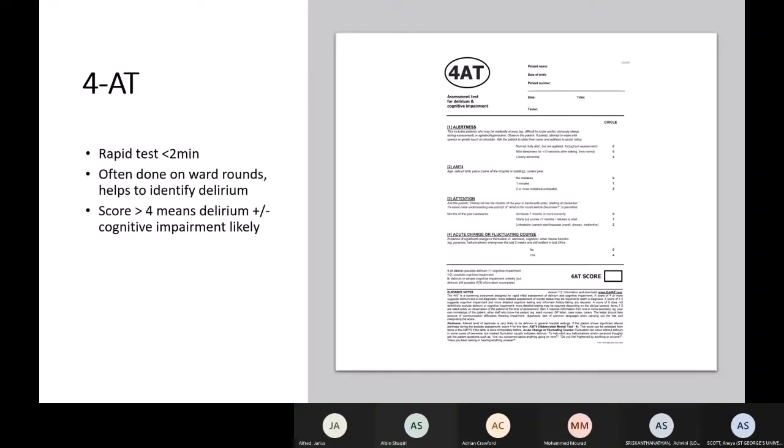I'm just going to quickly run through what all these different scores look like, because there are quite a few different cognitive assessments. For now it's not really important that you know them really well, I just want you to be aware of them all. So the 4AT is a rapid test, done really quickly on ward rounds, mainly to assess for delirium. If they score 4 or more, delirium plus or minus cognitive impairment is really likely. It's checking their alertness, asking them age, date of birth, place, current year, and then asking them to name the months of the year in backwards order, and then noting whether the change is acute or fluctuating.